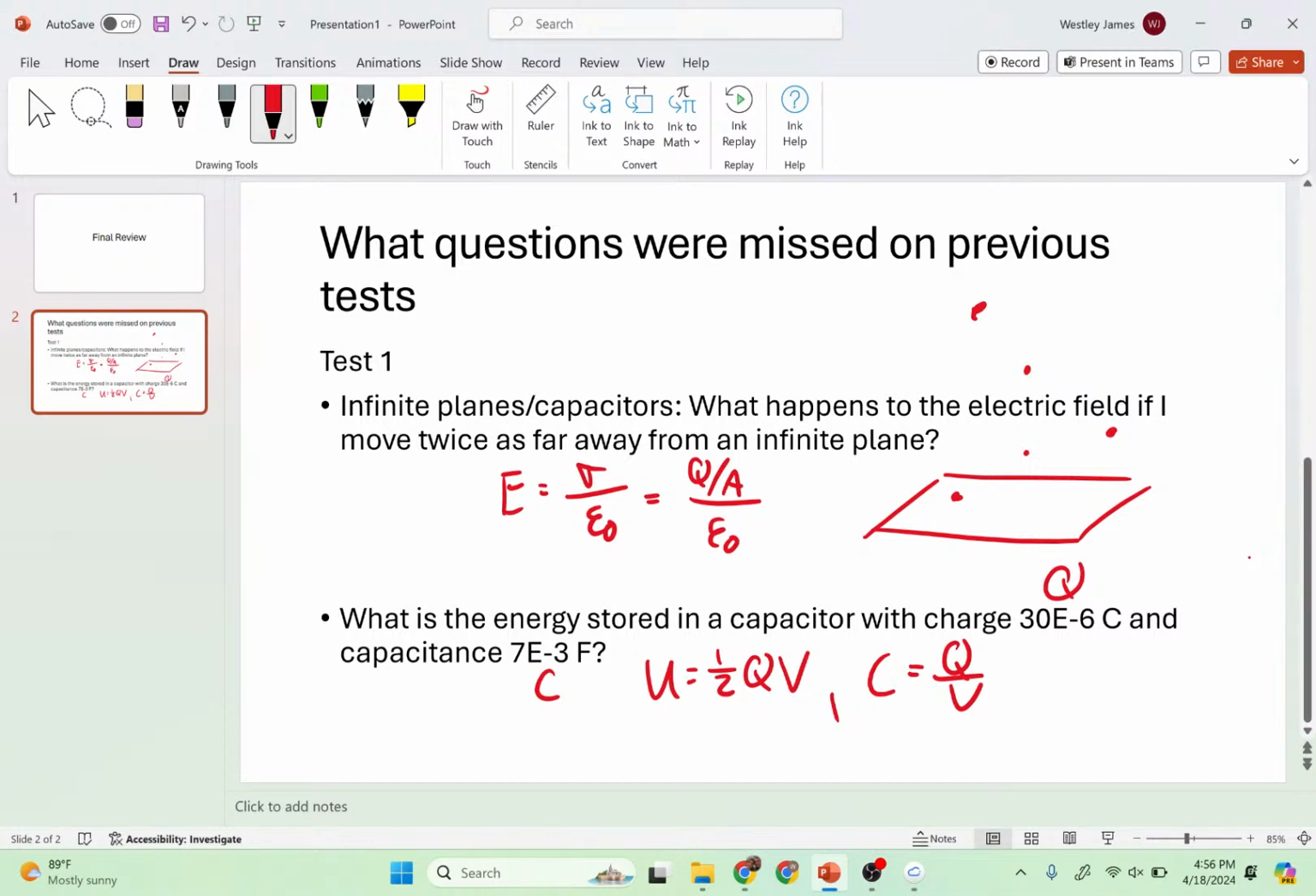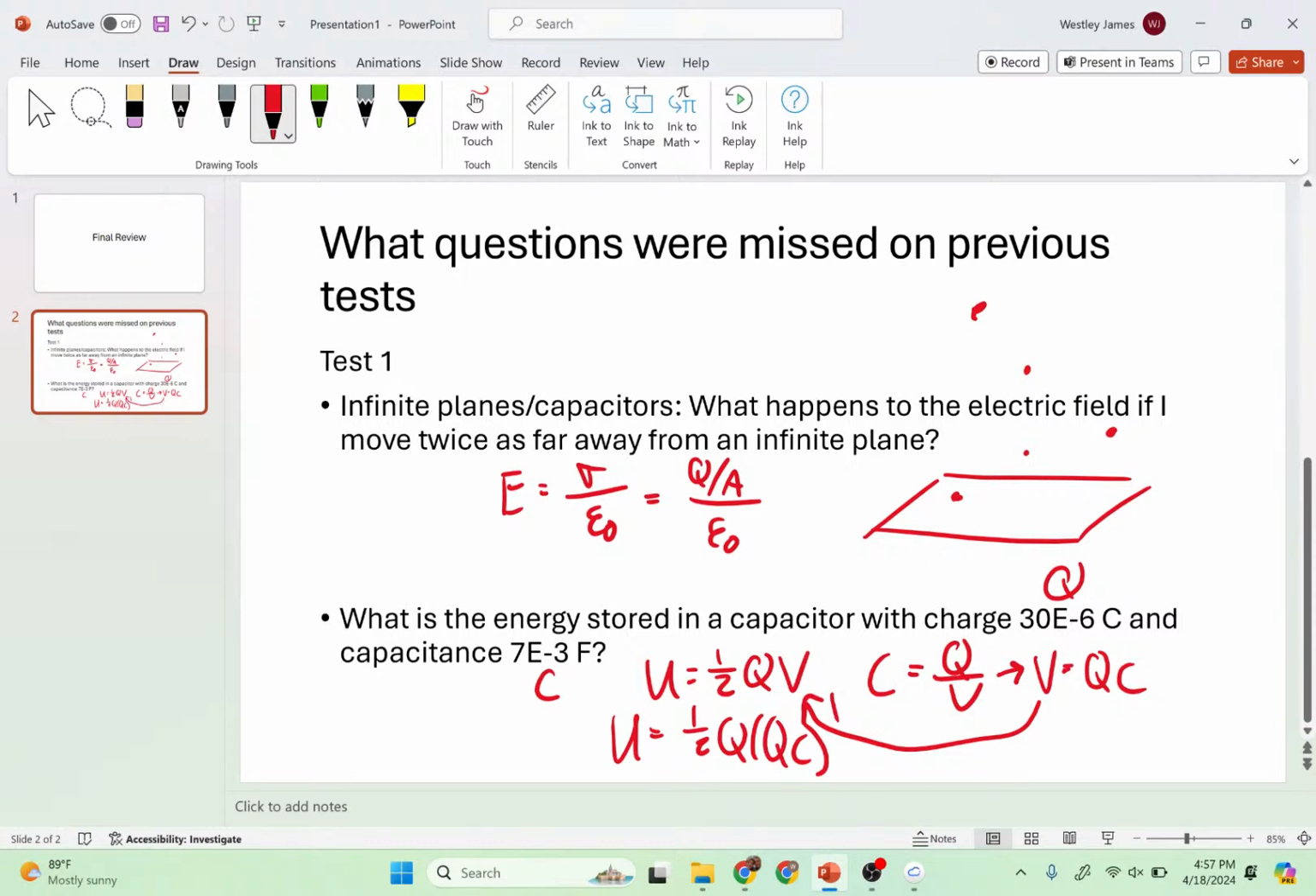There are 3 forms to this energy equation: 1/2 QV, 1/2 Q squared over C, 1/2 CV squared. They all come from just taking this guy on the right and plugging it in. So for example, just to show you what I'm talking about, V equals Q over C. I just rearranged it, just did a little bit of algebra. If you plug that V in right there, you get the second equation, 1/2 Q, Q over C.